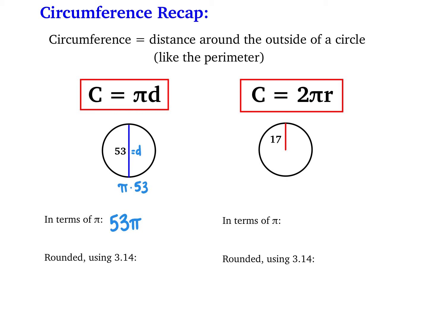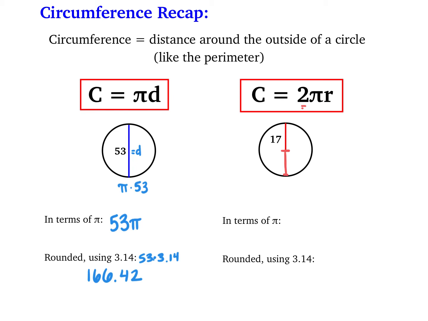If you wanted to actually round that, you would do 53 times 3.14. This would give you a rounded decimal answer of 166.42. Now, if we switch over and only have a radius, the reason you multiply by 2 is because it takes 2 radii to make up a full diameter.